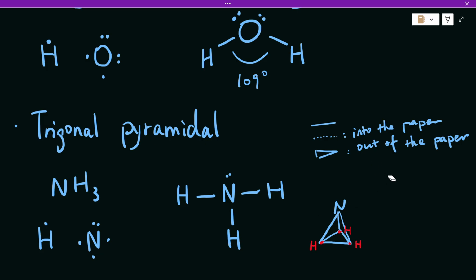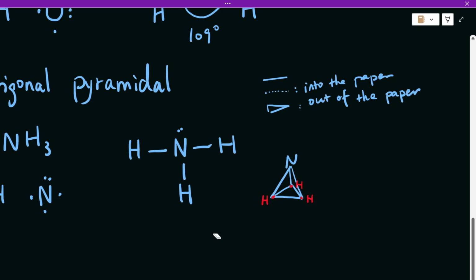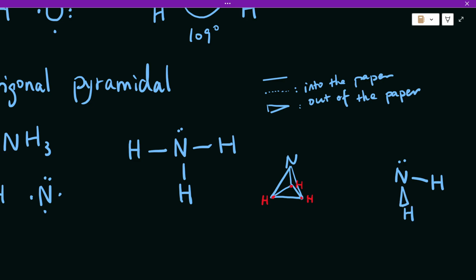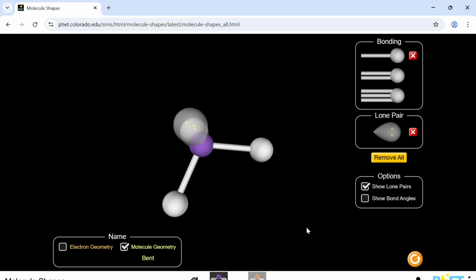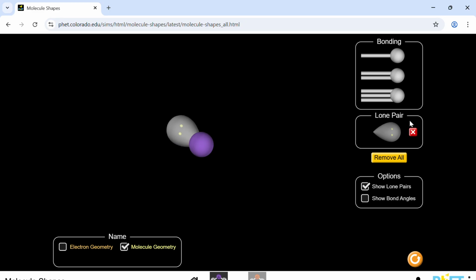Therefore, we would draw something like this: nitrogen, a lone pair, one hydrogen that is on the same plane as the paper, one hydrogen that is out of the paper, and one hydrogen that is into the paper. And we can also visualize this in the simulation.